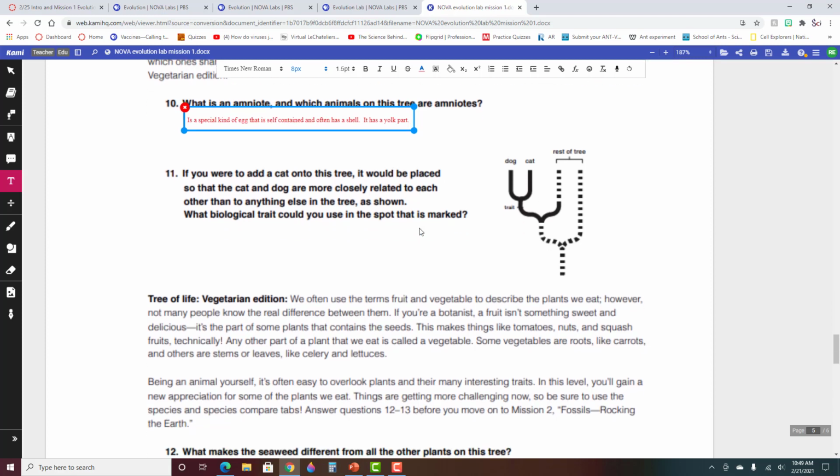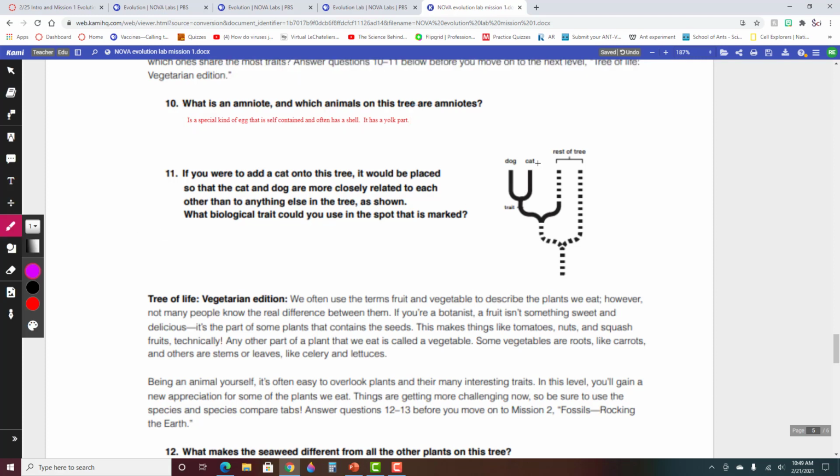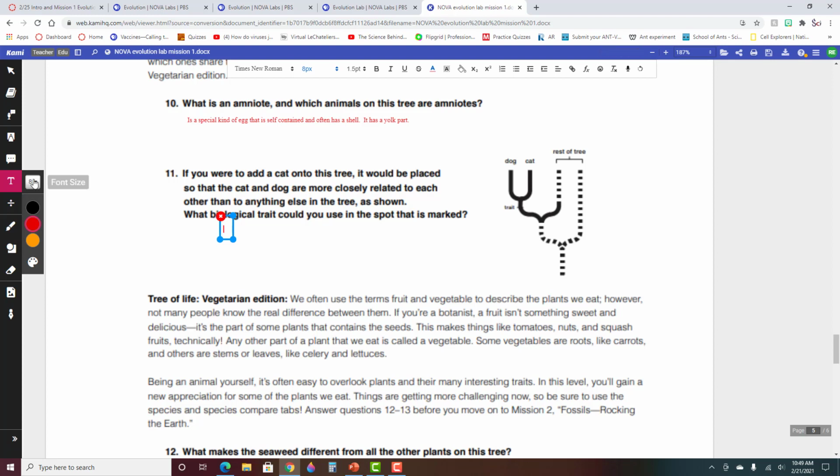Alright, if you were to add a cat onto this tree, where would you put it so that the cat and dog are more closely related? If the cat's already there, okay, so we put a cat on the tree. What trait would they share? And there's lots of answers. But something that cats and dogs have in common that lots of other organisms don't have is that they have fur. So that's a trait that I could put there, that the snake didn't have, and the goldfish didn't have, and the stick insect didn't have.